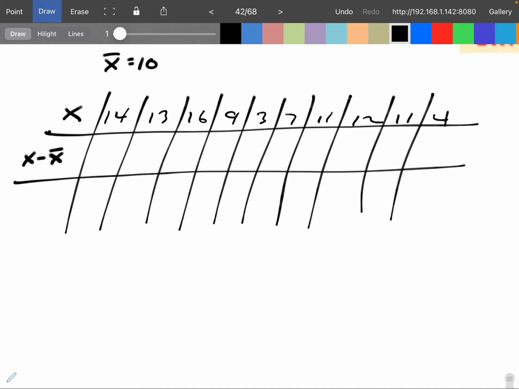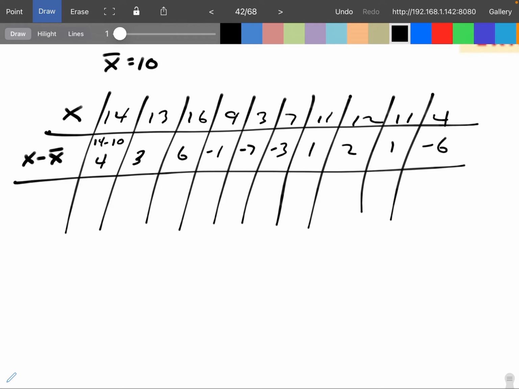So for this first box right here, we're going to do the data value, which is 14, minus the mean, which was 10. Okay, so 14 minus 10, that's 4. Then 13 minus 10, that's 3. Then 16 minus 10, that's 6. 9 minus 10 is negative 1. 3 minus 10 is negative 7. 7 minus 10 is negative 3. 11 minus 10 is 1. 12 minus 10 is 2. 11 minus 10 is 1. And 4 minus 10 is negative 6. Okay?